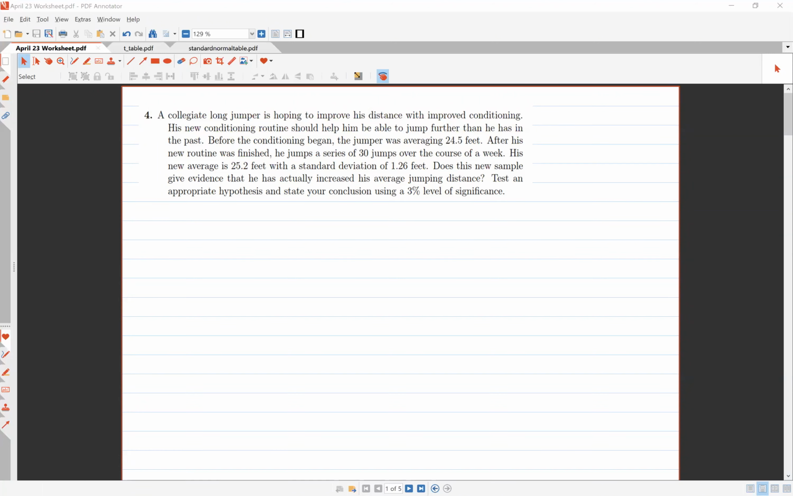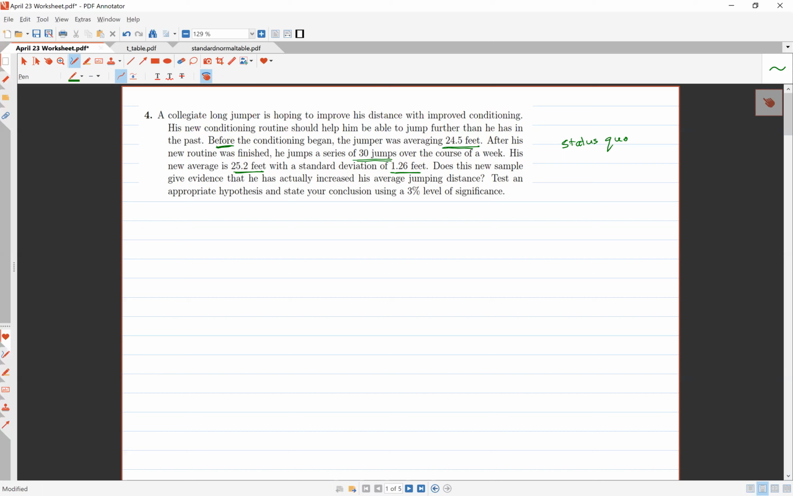Before doing this conditioning routine, the jumper was averaging 24.5 feet. Now, since this is before anything happened, that would be the value that we consider the status quo, right? That's what has previously been established. But now the jumper goes through a series of conditioning routines. At the end of this, he does 30 jumps over the course of a week and has a new average of 25.2 feet with a standard deviation of 1.26 feet.